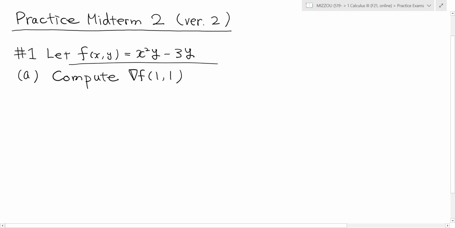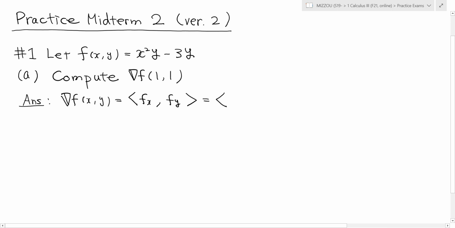Let f of x, y be x squared y minus 3y, and compute the gradient of f evaluated at 1, 1. So here's the answer. Let's remember the gradient of f of x, y, to be precise, is the vector where each component is the partial derivative. If you differentiate this with x, you get 2xy, and if you differentiate it with y, you get x squared minus 3.